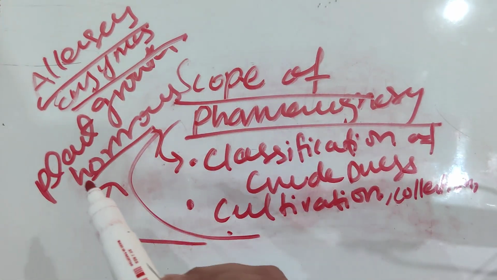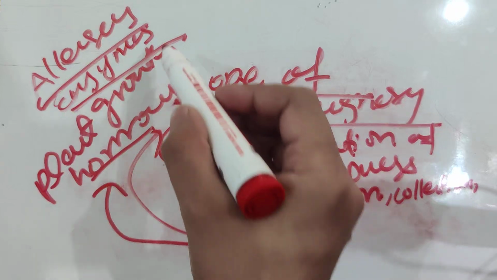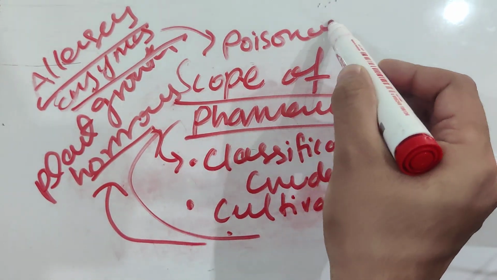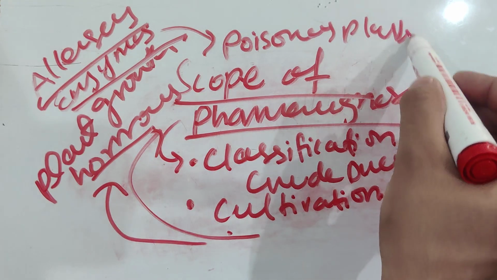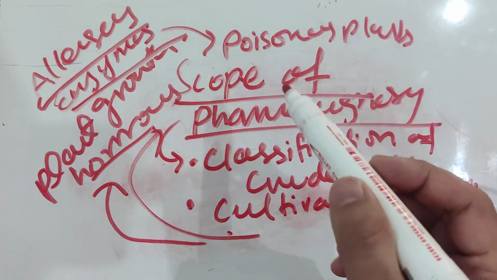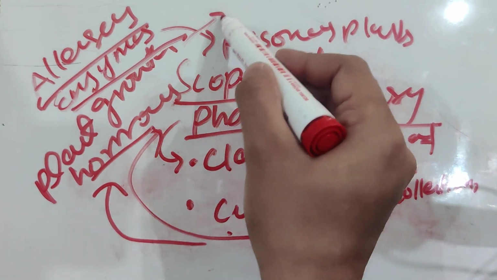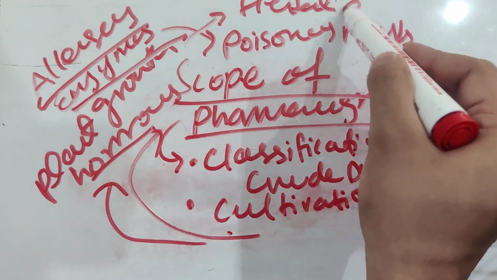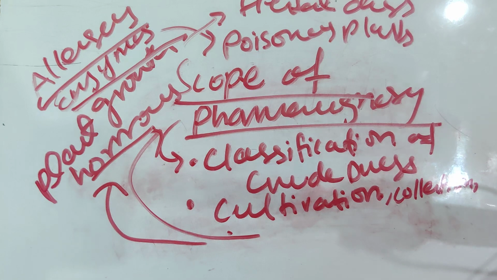It also has scope in poisonous plants to prevent poison. And last but not the least, herbal drugs used in traditional practice. So remember, these are the main usages of pharmacognosy.